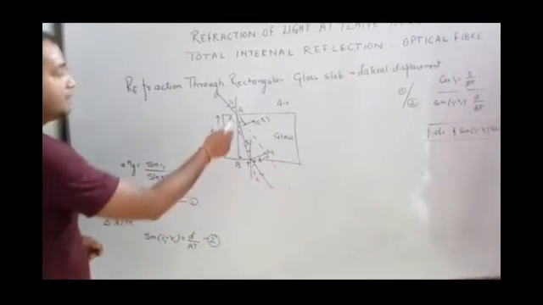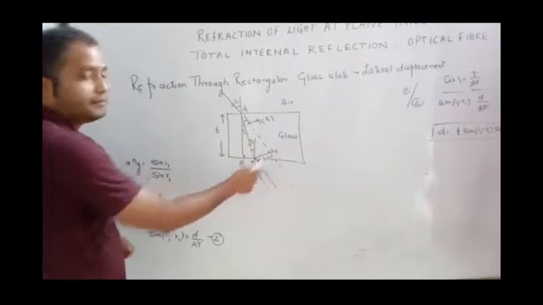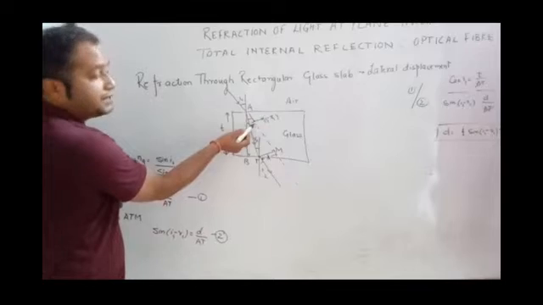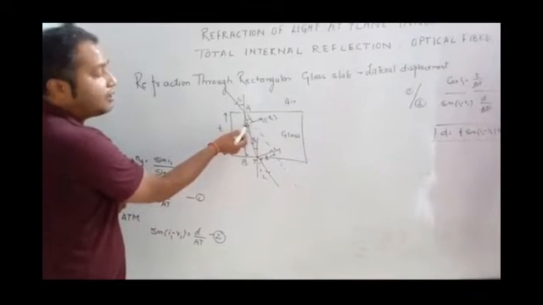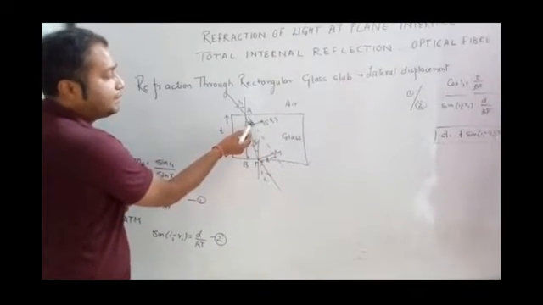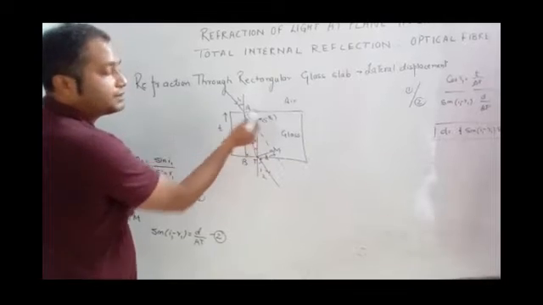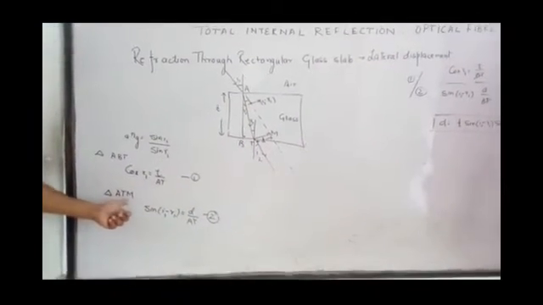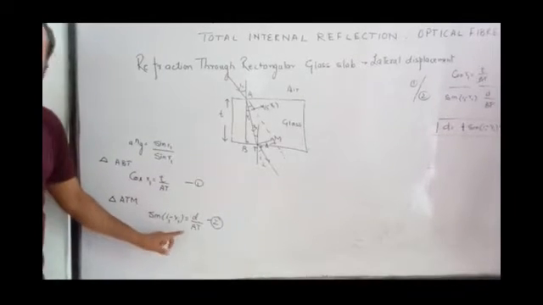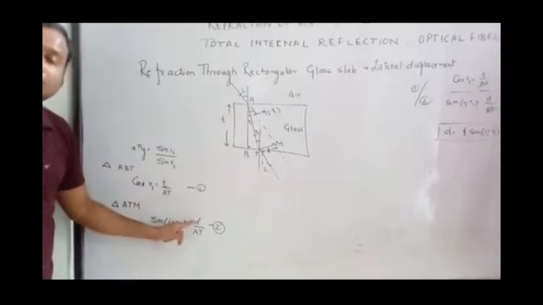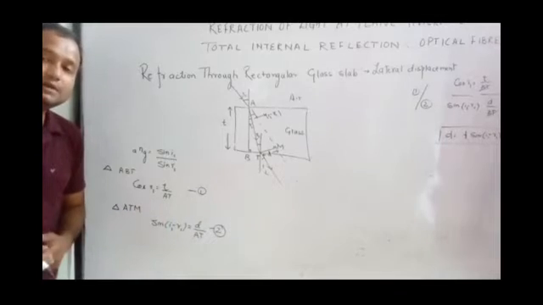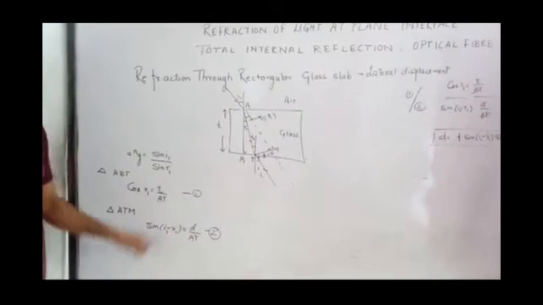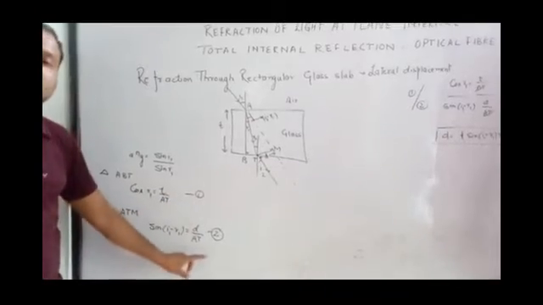So now look in triangle ATM. This is I1, so this whole angle should be I1. It's a vertically opposite angle. So this particular angle is I1 minus R1. I have taken in triangle ATM sin(I1 minus R1) as perpendicular, which is D, the lateral displacement, upon AT, where AT is the hypotenuse. Let this be equation first, let this be equation second.